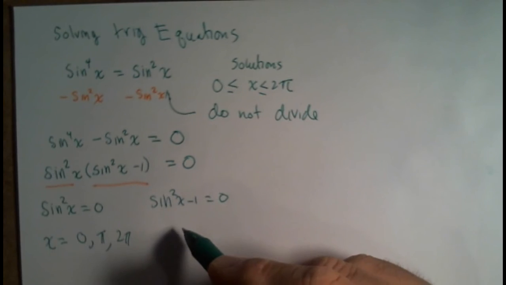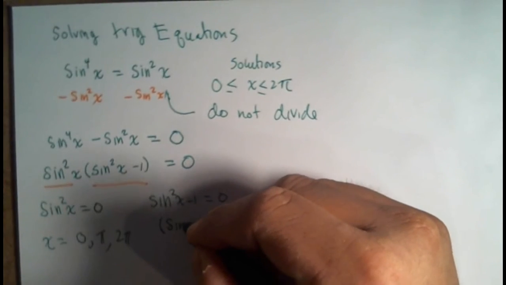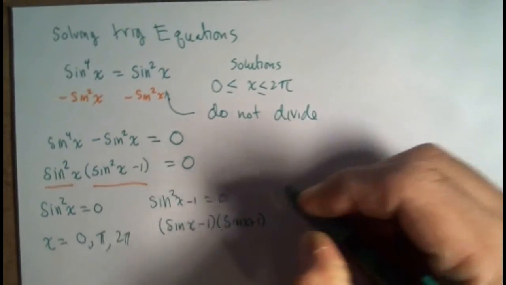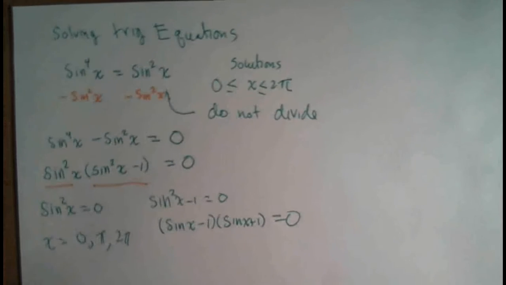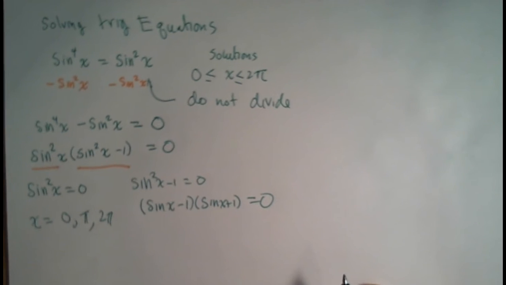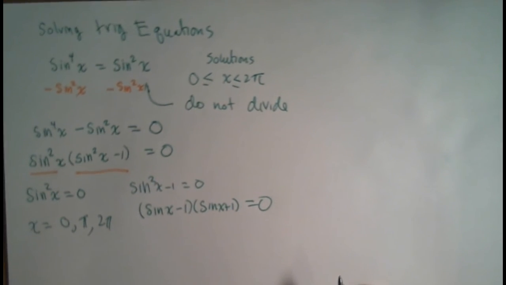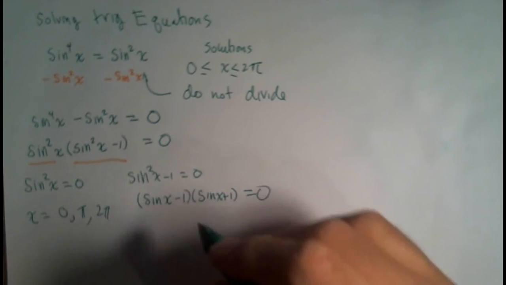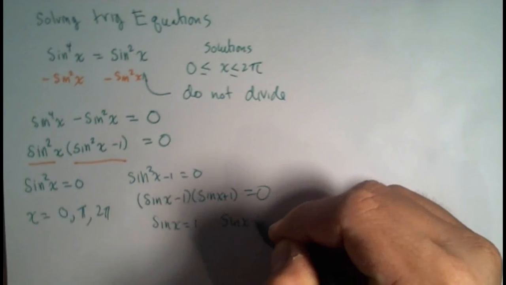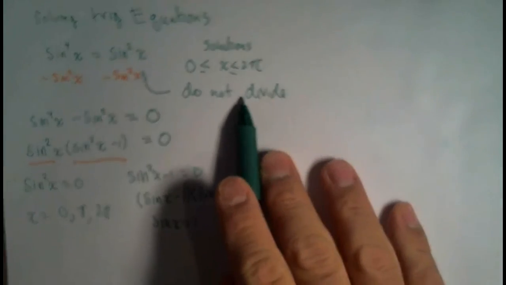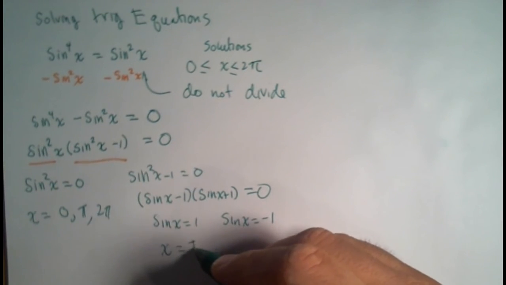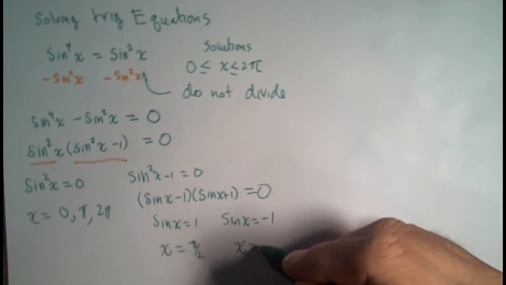For the other one, sine squared of x minus 1, I can do a little factoring here. It's a difference of squares, and we'll get something like this. Now we can again set each one of those individually equal to 0. So sine of x equals 1, sine of x equals negative 1. Again, solutions were restricted from 0 to 2 pi. So here x is pi over 2, and x is 3 pi over 2.